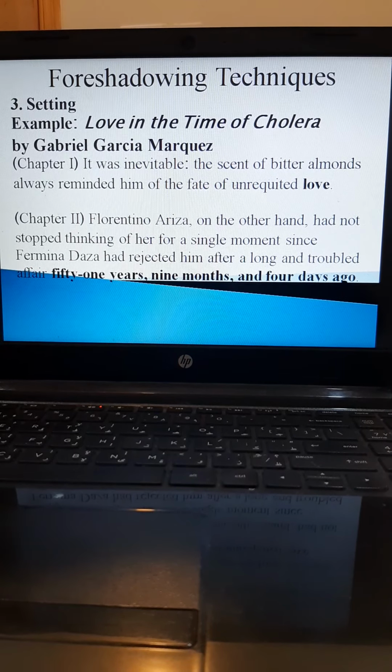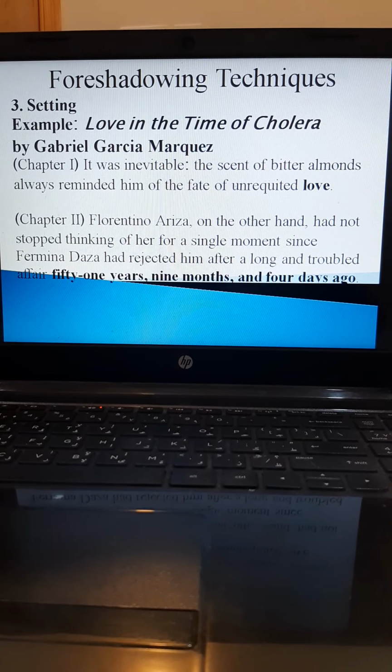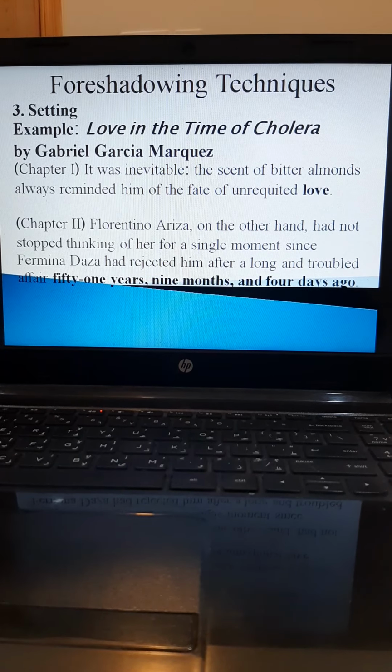And from chapter 2, "Florentino Ariza, the protagonist, on the other hand, had not stopped thinking of her for a single moment since Fermina Daza, the heroine, had rejected him after a long and troubled affair 51 years, 9 months, and 4 days ago." Now, the mention of love in the first and time in the second shows that something about the love of a long time is going to happen.